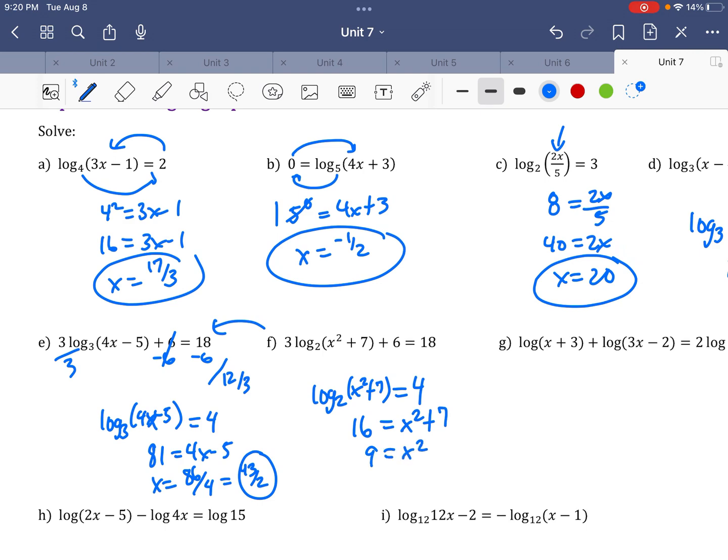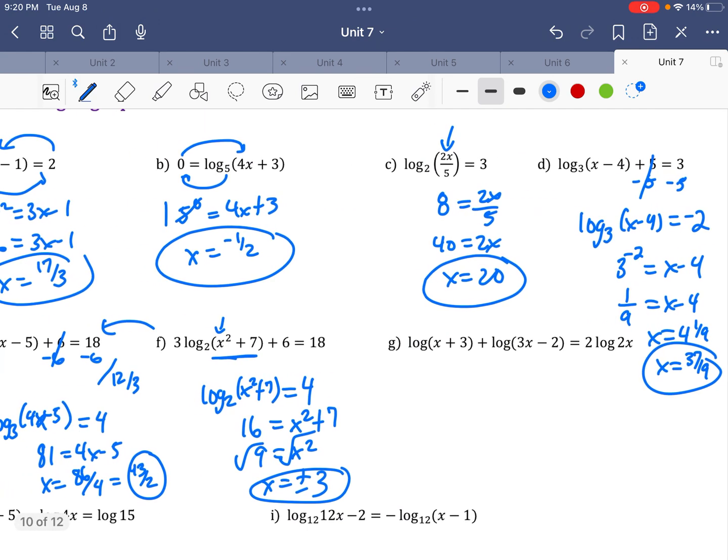Okay, take away 7 from both sides. I get 9. And I take the square root. So x equals plus or minus 3, don't forget. Okay, so mentally check. If you put a plus or minus 3 here, is it going to create a negative or a 0? It does not. So we're good.